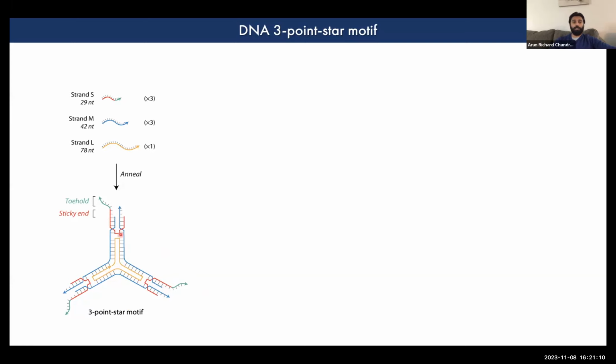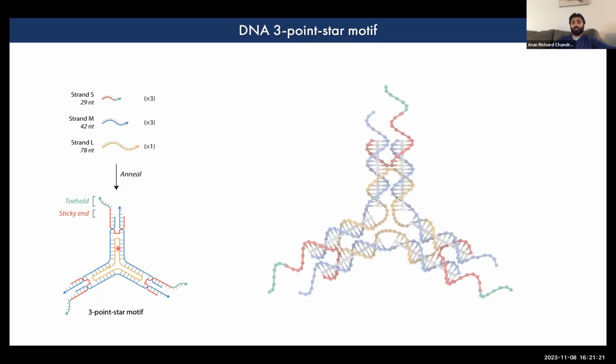You have a short strand shown in red on all 3 edges, and then you have a medium strand shown in blue, and then a long orange strand that runs through in the middle. And this shows a molecular model of the structure. And in each arm, there is also a sticky end that allows these motifs to connect to each other. And past the sticky end, there is a single-stranded toe that we incorporated.